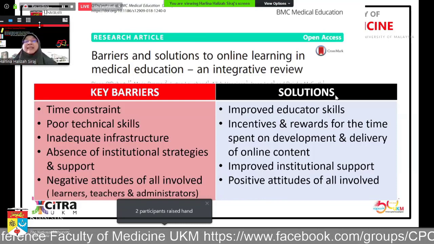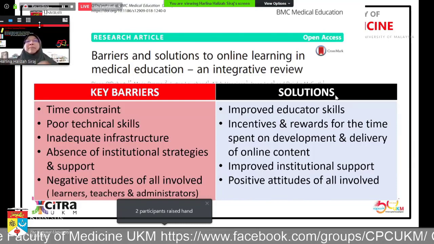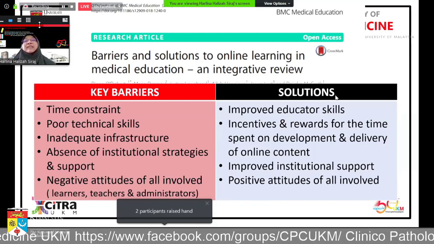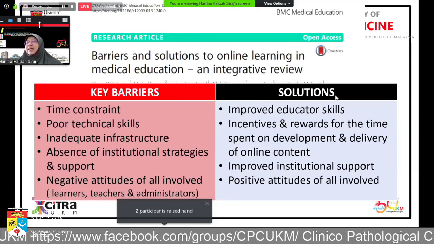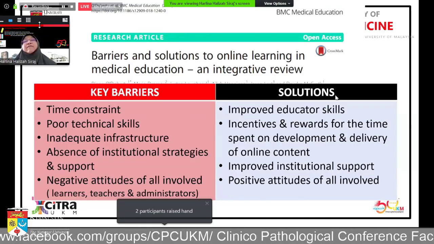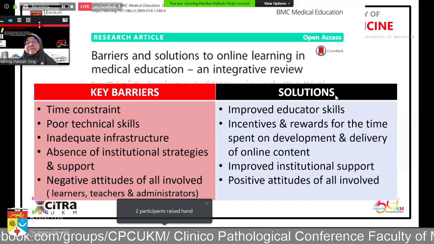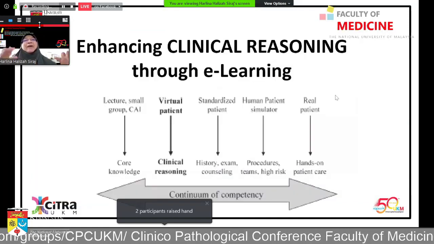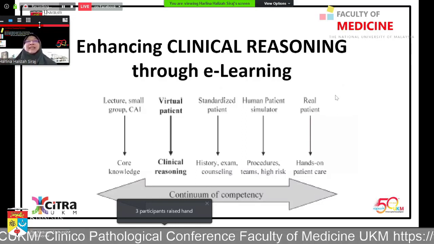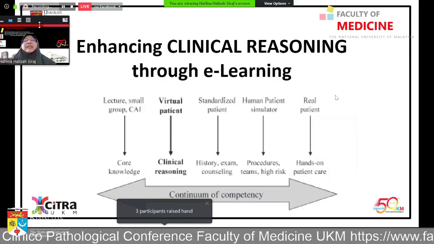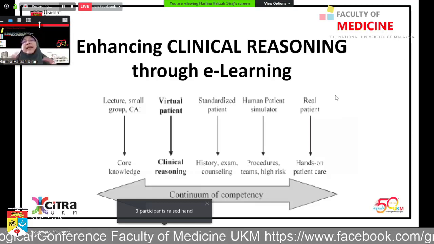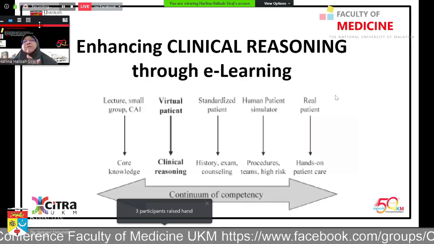So having said that, I think Proza, my purpose of presenting this morning is if we can actually more or less reduce the apprehension and the negative attitude and feelings towards e-learning, that would serve the purpose of this discussion. Now, so how do you do that? And how do we enhance clinical reasoning through e-learning? So this is the continuum of competency. My other two speakers are going to provide their input in different parts of competency.